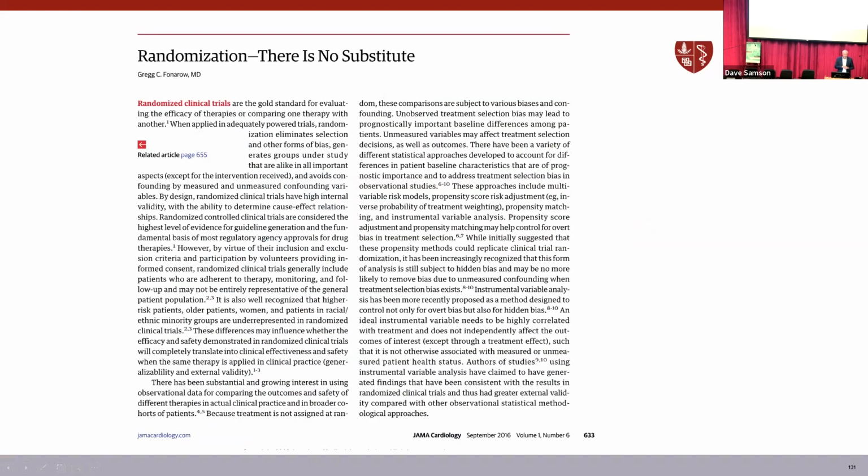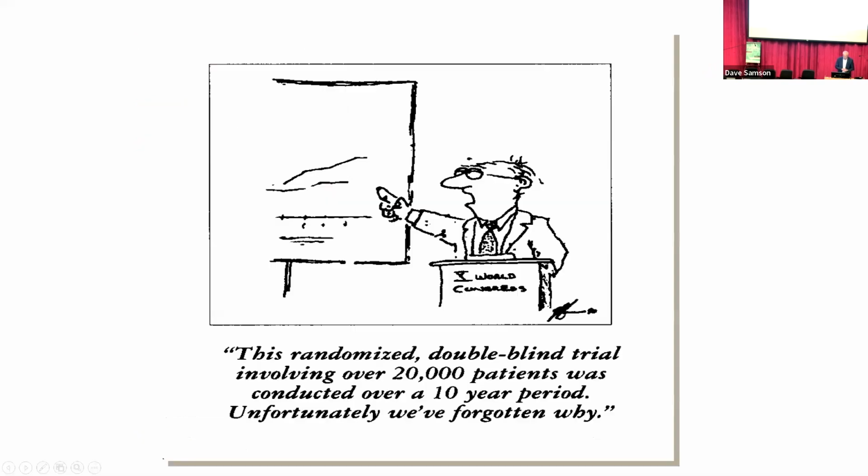I always like putting this in my talks because Greg Fonarow is a well-known observational researcher who wrote this viewpoint in JAMA Cardiology a few years ago where he said, randomization, there is no substitute. And what he is really focused on in this paper is not that you can't use observational data to do certain things, but that it has to be thought of as complementary when you want to understand the comparison of A versus B.